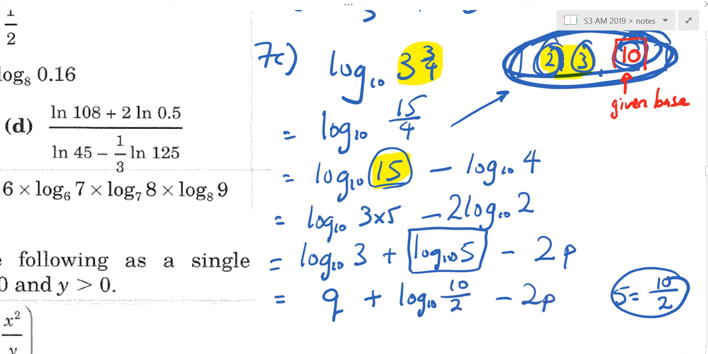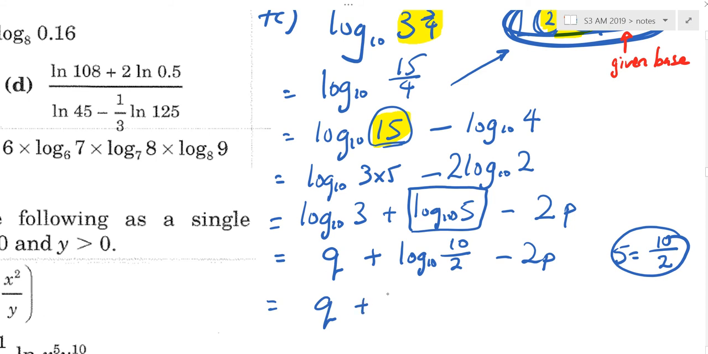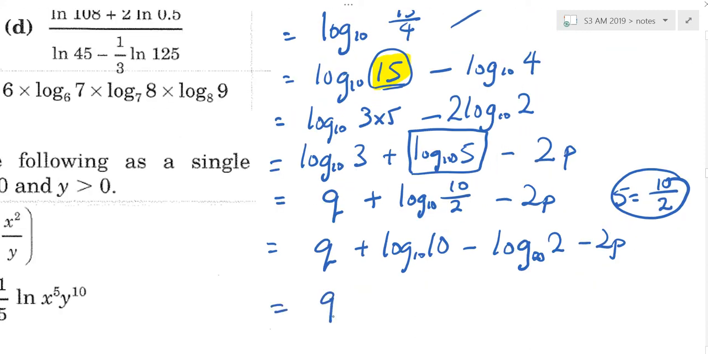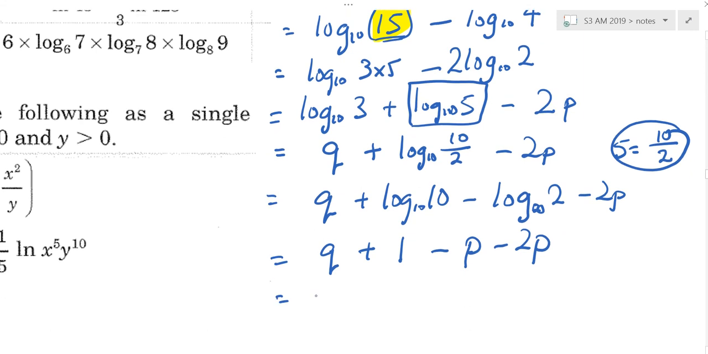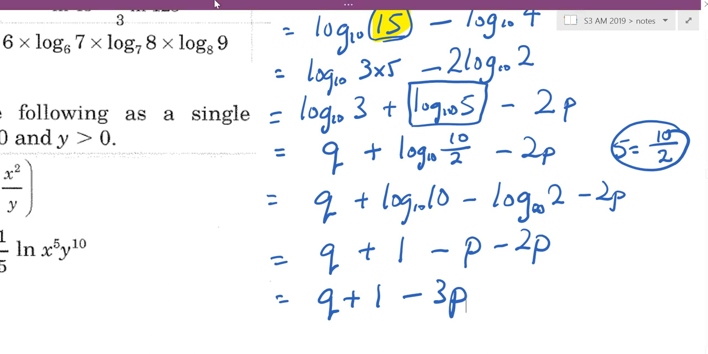This is 2P. So you can use divide as well. Why do I use divide? What happens when I use divide? It becomes minus. So can you write down then? This is Q plus log 10 10 minus log 10 2 minus 2P. And what is log 10 10? 1. Log 10 2 is P, minus 2P. So the answer is Q plus 1 minus 3P. The 1 is important.